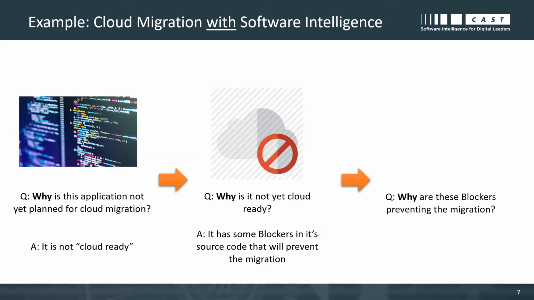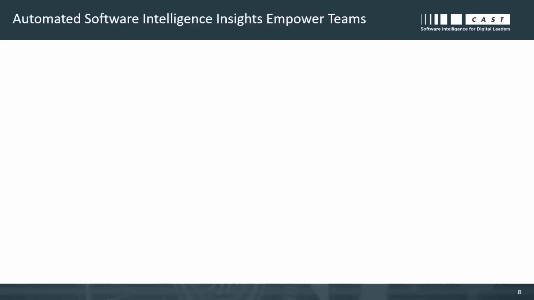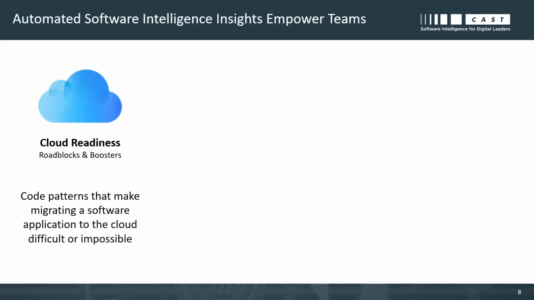So when you ask that question, why are these blockers preventing migration? Well, here's a very specific example. The application happens to be using persistent files and COM components, which are not compatible in a platform as a service or cloud native environment. This is a very specific but simple example that shows you why having software intelligence helps you identify and plan a cloud migration and estimate how to best make that move, versus not having that additional intelligence. Okay, so there are different types of software intelligence.